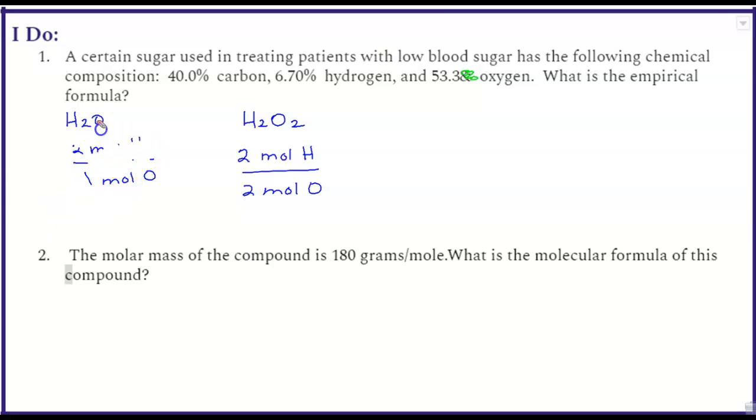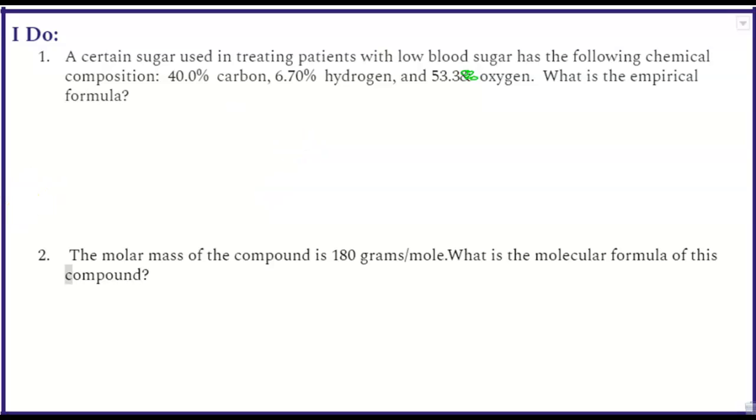And then also, if you need more examples, I have posted several different videos on here of me working empirical and molecular formulas. So there's quite a few different examples you can look at on there. So let me go ahead and get this off of there and get started.